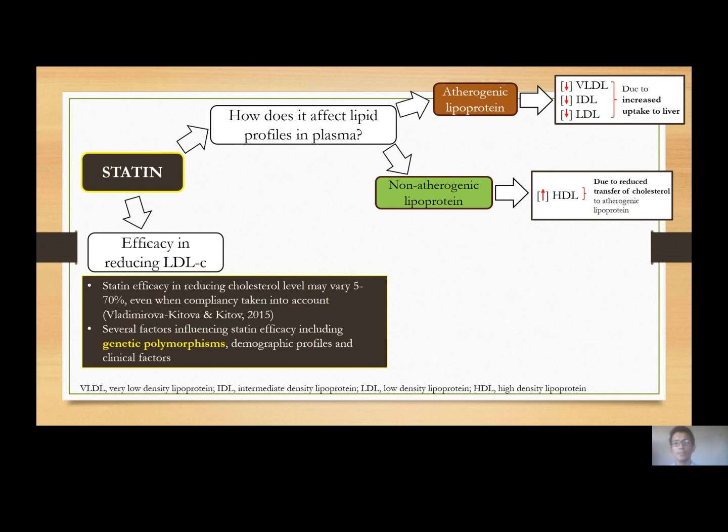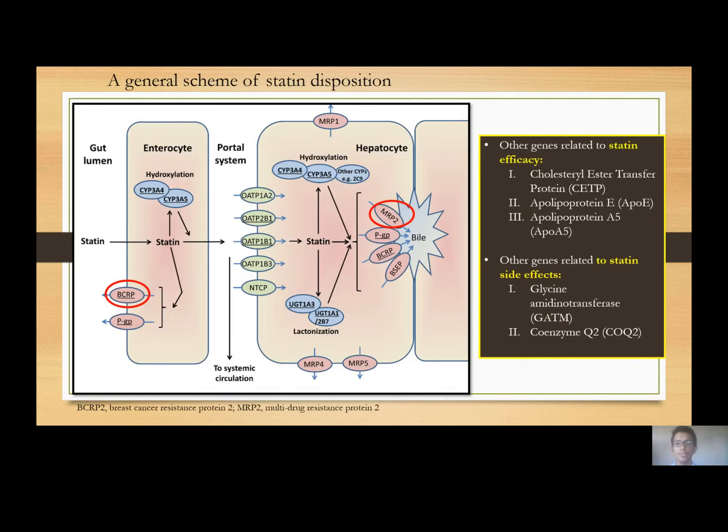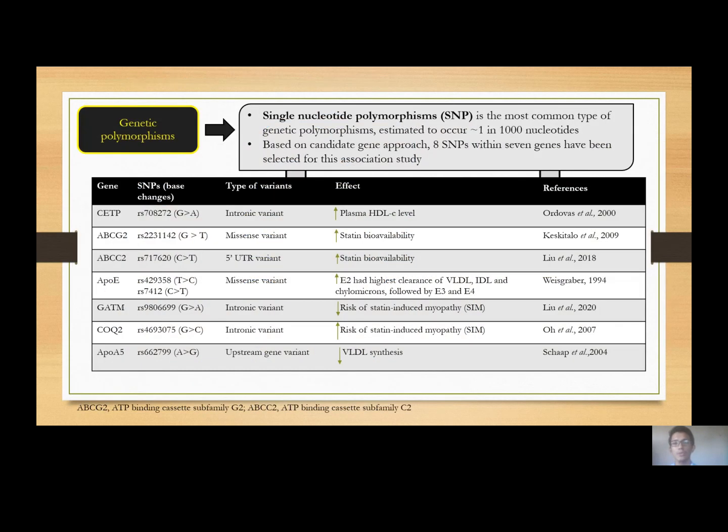This figure summarizes the genes that are involved in statin disposition as well as statin efficacy and statin side effects. Now, talking about genetic polymorphisms, single nucleotide polymorphism is the most common type of genetic polymorphism. And based on the candidate gene approach, 8 SNPs within 7 genes have been selected for this association study, which are listed in the table below.